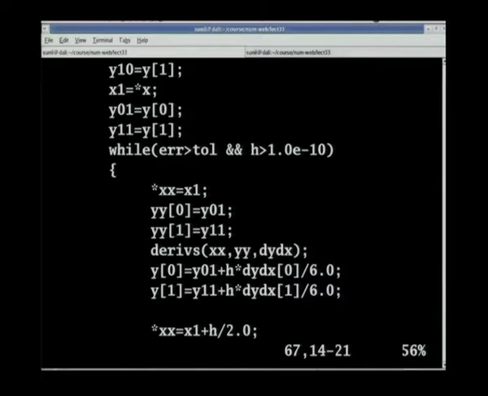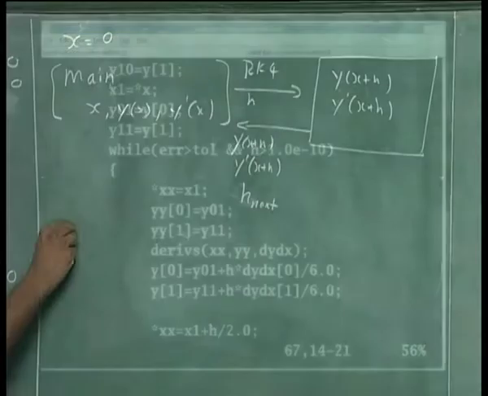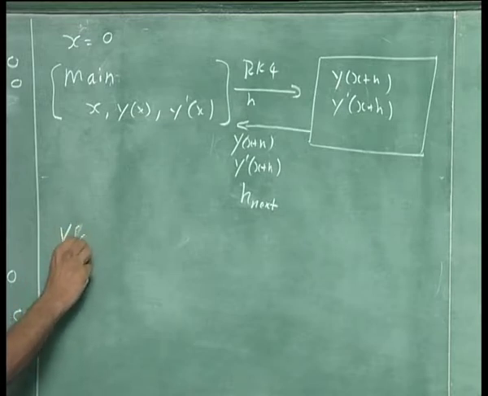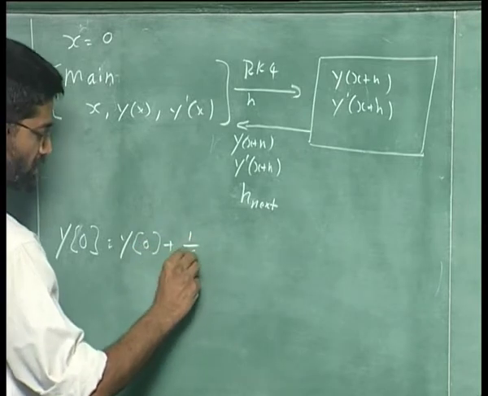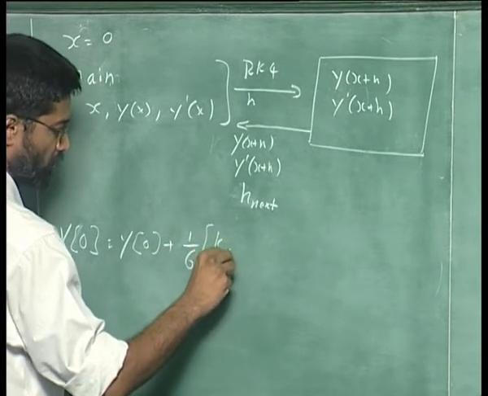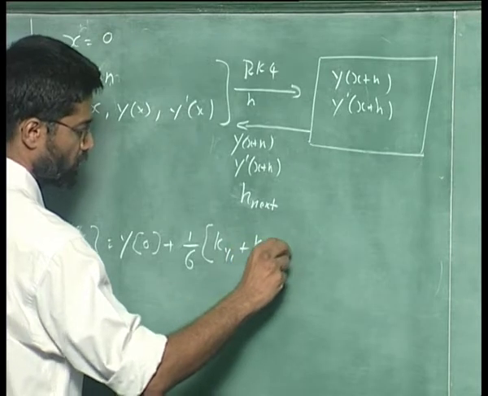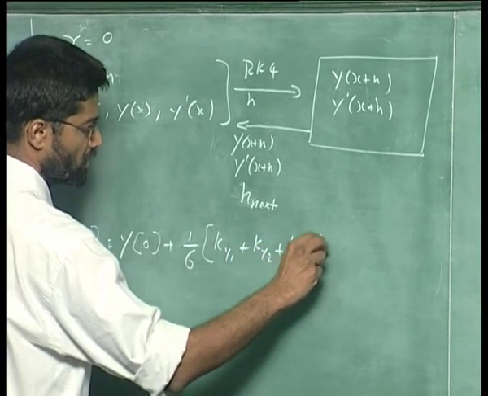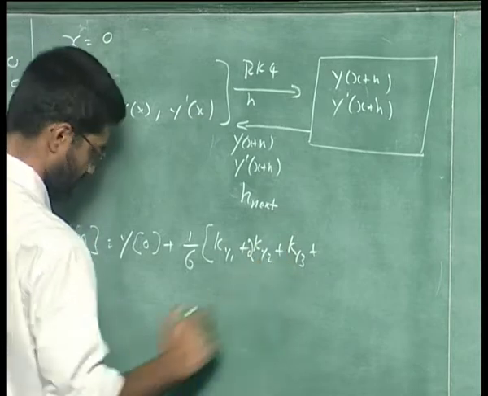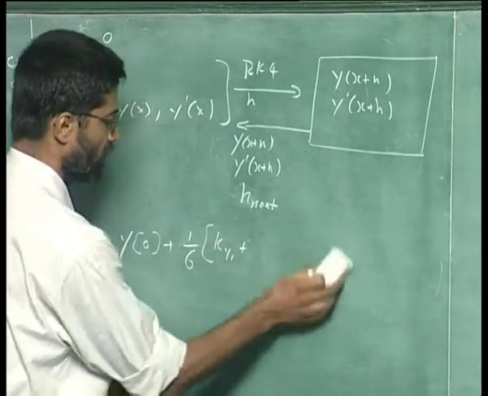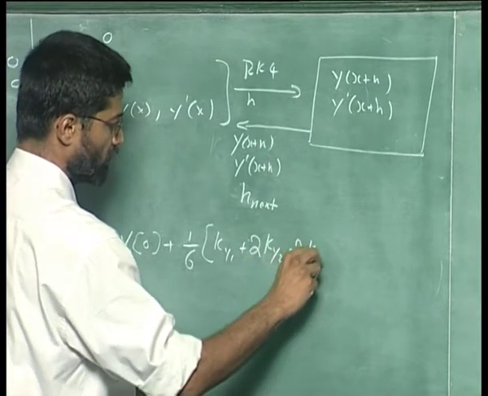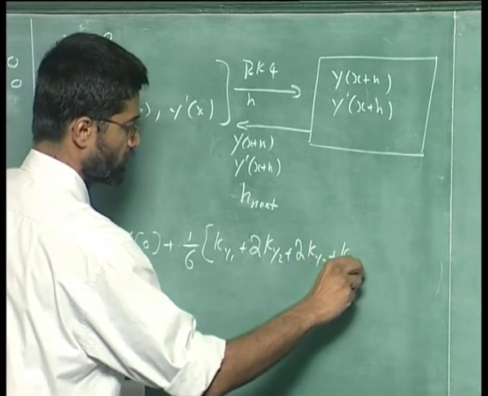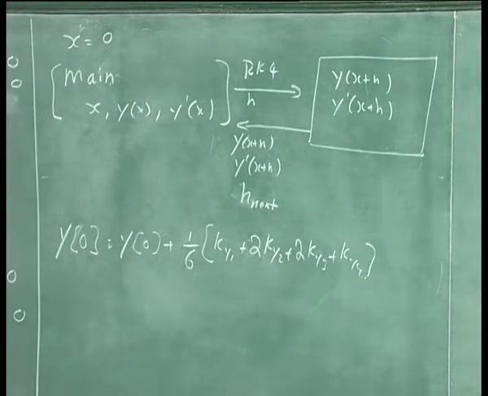Okay, so now the idea is, here we are doing a fourth order Runge Kutta, and we want to compute y of 0 as y of 0 plus 1 by 6 times ky1 plus 2 ky2 plus 2 ky3 plus ky4. Okay, that's what we are going to compute. So we do each step.